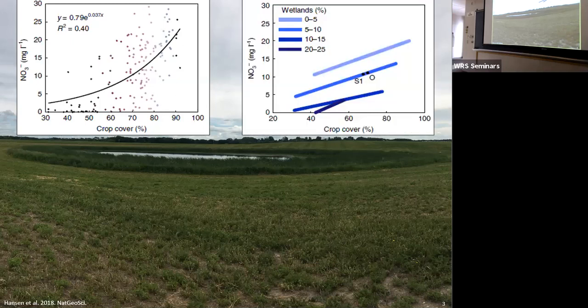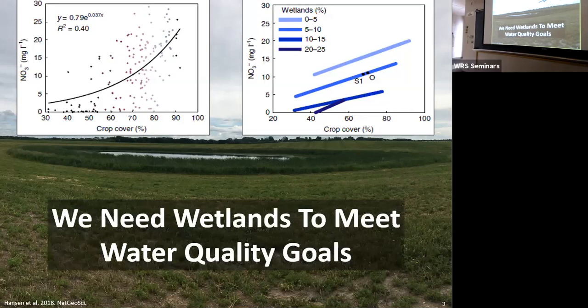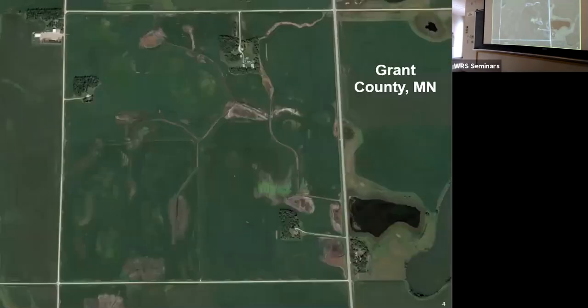And we also know that if you have more wetlands on the landscape, in this case, lighter color means fewer wetlands and darker color means more wetlands, regardless of whether you have really high agricultural area on the landscape, you do have lower nitrate runoff and lower pollution. So we know that we need wetlands in order to meet our water quality goals. And luckily, we have an opportunity to restore a lot of those basins that were once drained.